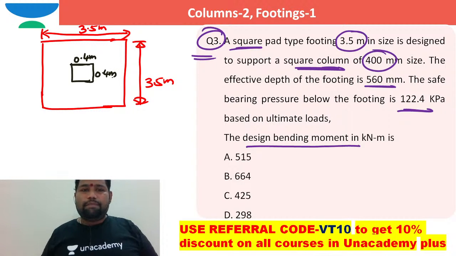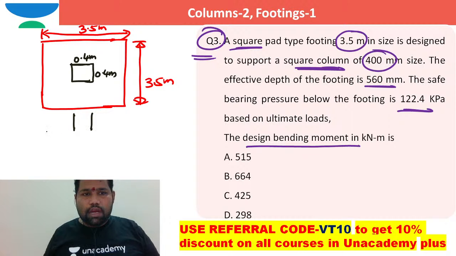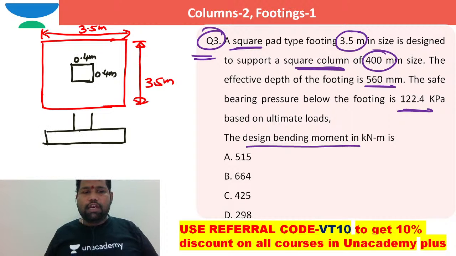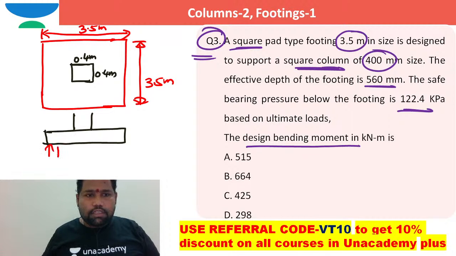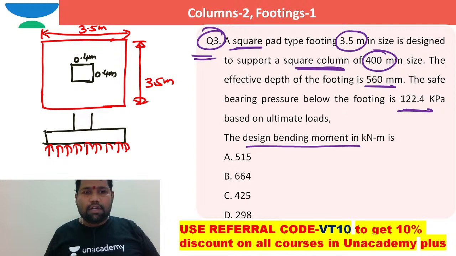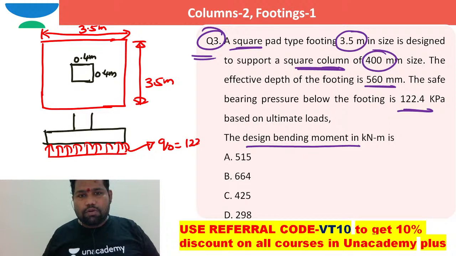The safe bearing pressure, maybe I can say, if I take this is the column and this is the footing and it is a pad footing, so that's the reason why I should say it is a prismatic footing only, it is not a tapered footing, right? And here, if you take, this is the bearing pressure from the bottom. What is that answer, brother? That answer is Q naught, and Q naught is 122.4 kilopascal, which is kilonewton per meter square, right?